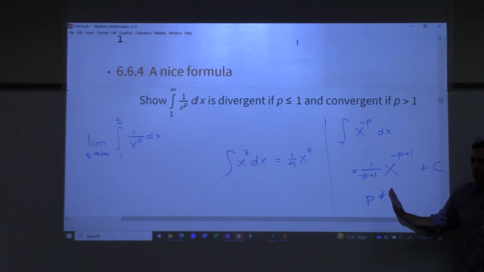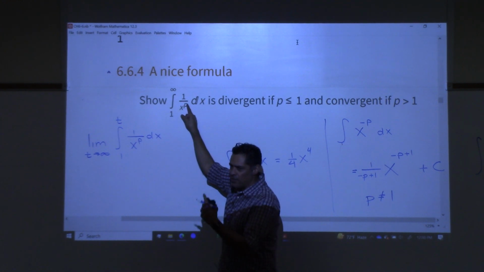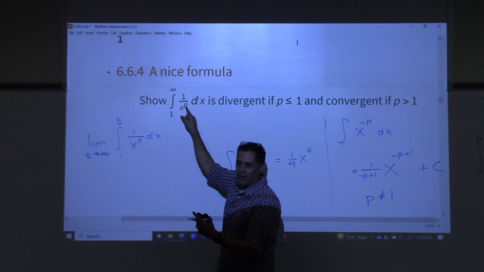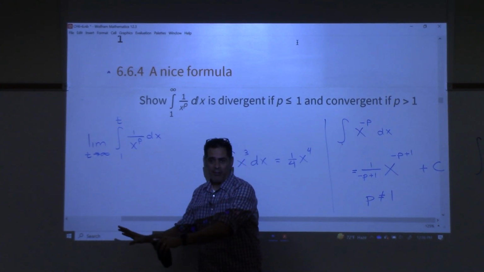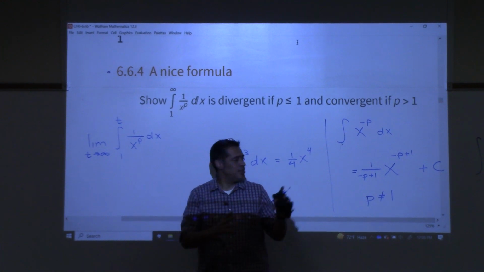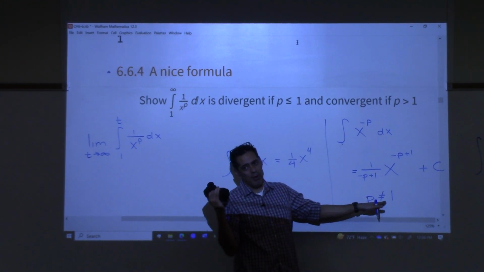Okay, so let's run over here real quick. What if p was 1? What is this function? 1 over x. Have I shown you what that one does already? What does it do? It diverges. I did that last class. So if p is 1, we already know that diverges, don't we? So I'm going to continue with this formula. We can't use p equals 1 here. That's okay, because I already know what happens when p is 1. Got it? Okay.